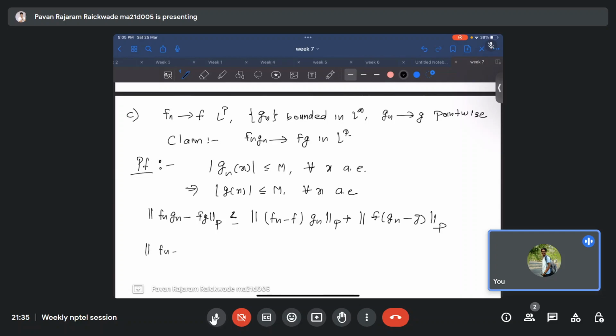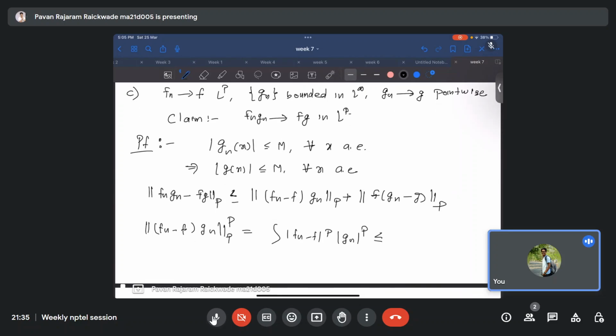Norm of (fn minus f) gn in the p norm, raised to p. What is this? This is the integral of modulus of fn minus f raised to p, times mod gn raised to p. But this quantity is less than or equal to, as mod gn is less than or equal to M, M raised to p times the integral of mod fn minus f raised to p. But this is the norm of fn minus f raised to p, which goes to 0.